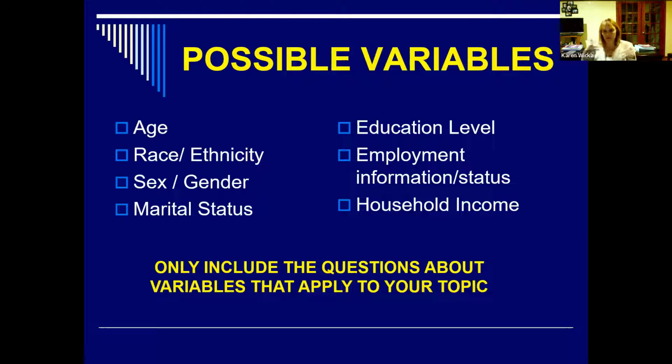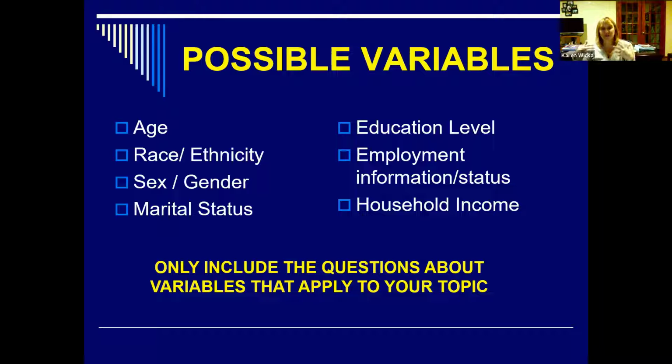Marital status, married, divorced, single, would that be a factor? Education level. Do you think people with no college answer differently than those with four years of college, or than those with advanced degrees? Employment information. So are you employed? Are you unemployed? That could be a variable. Household income. Most people may not want to disclose that, so that may not be something you want to ask. Generally, people ask for variables like age, ethnicity, gender, marital status.